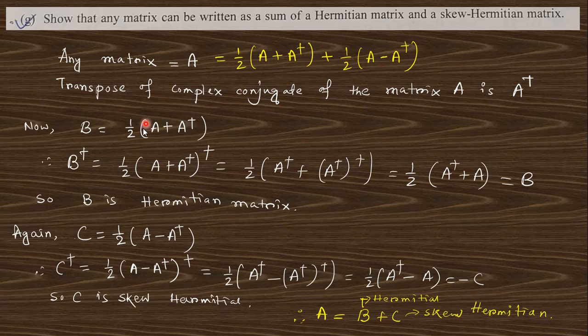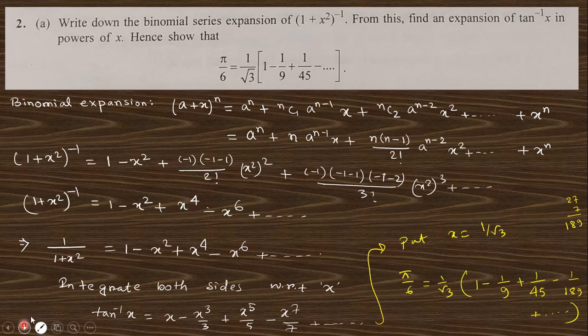So take this portion as B, and just take the dagger. Dagger means the transpose of the complex conjugate. The transpose of the complex conjugate of matrix A is known as A dagger. Similarly, B dagger will be like that, and just separating out, you will get B. So this portion is Hermitian, because B dagger is B. In the other part C, if you take the dagger on both sides, you will get minus C. So this will be skew Hermitian. So you can say any matrix can be represented as the sum of a Hermitian and a skew Hermitian matrix. Go to the next question.